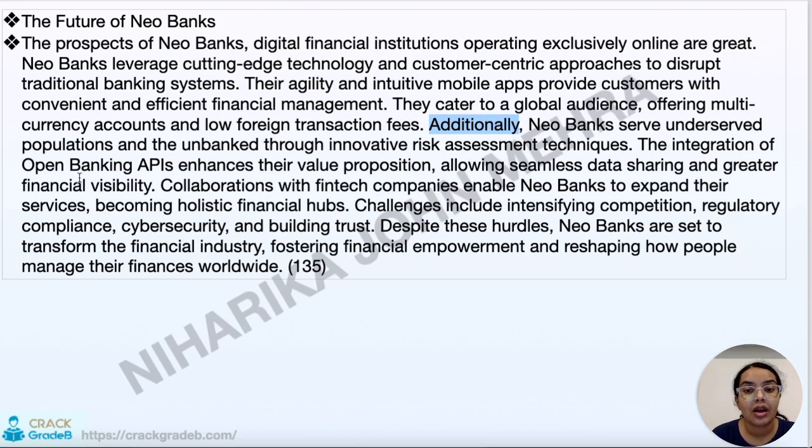Towards the second half we get this, that they serve underserved populations and the unbanked. Through innovative risk assessment techniques they help those people who don't have a proper account or could not have a proper account in a traditional bank. Integration of APIs, that was another point that is covered. So in one line, actually, the paragraphs I have converted. Collaborations of fintech companies enable neobanks to expand.